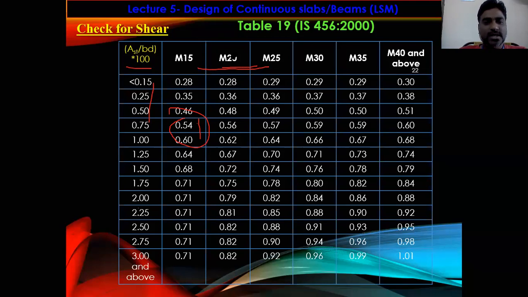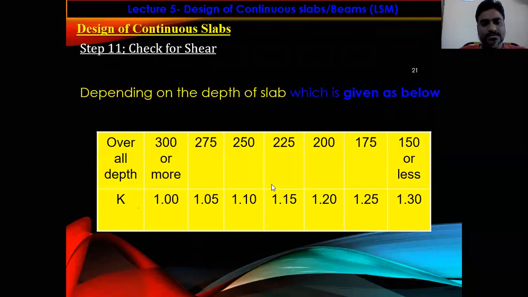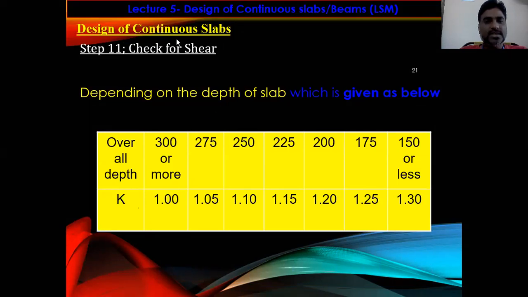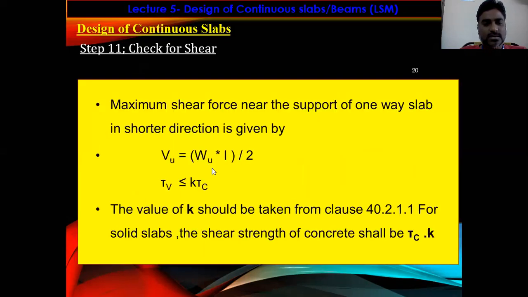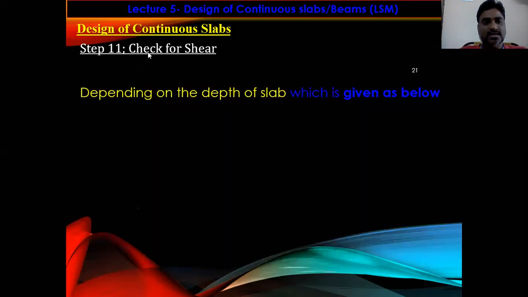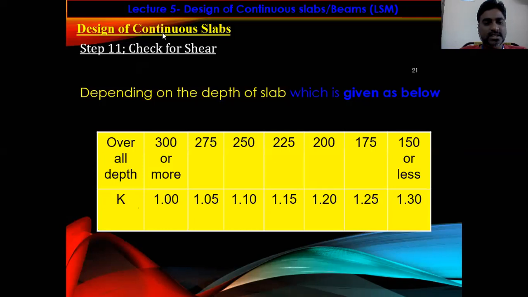So after determining the tau C value, you need to determine one more factor, this is the K value. K is the factor for solid slabs, right? It depends upon the thickness of the slab. That means your tau C into K, right?